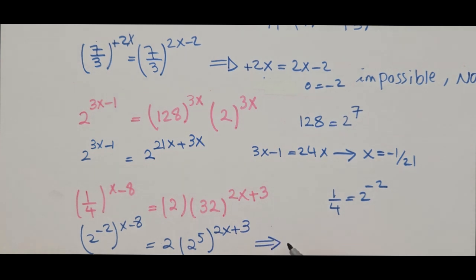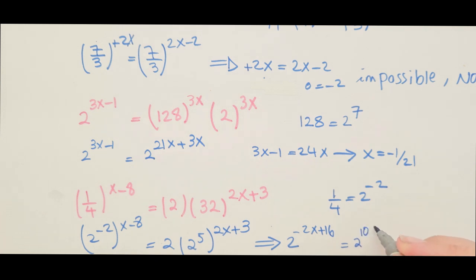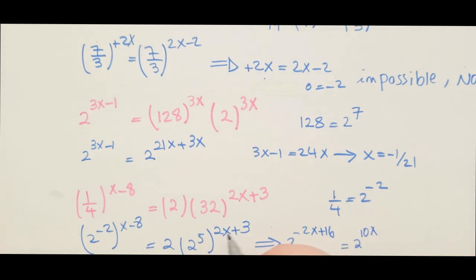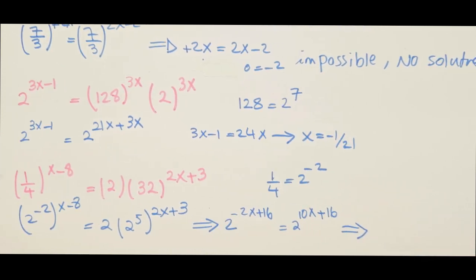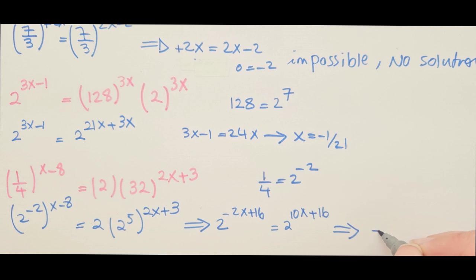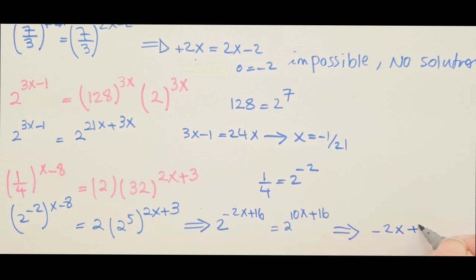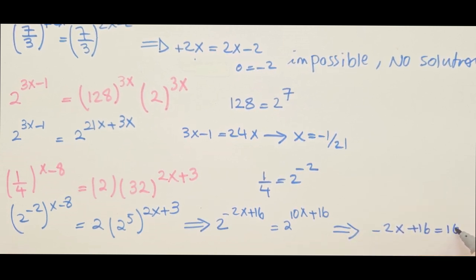Then you have to simplify. This side will be multiplied by this, negative 2x plus 16. And on this side, you have 10x here. Then you have 15, and then you have 1 here, which is 16. So the bases are equal. That's perfect. We just have to equate the two powers, which is 10x plus 16.